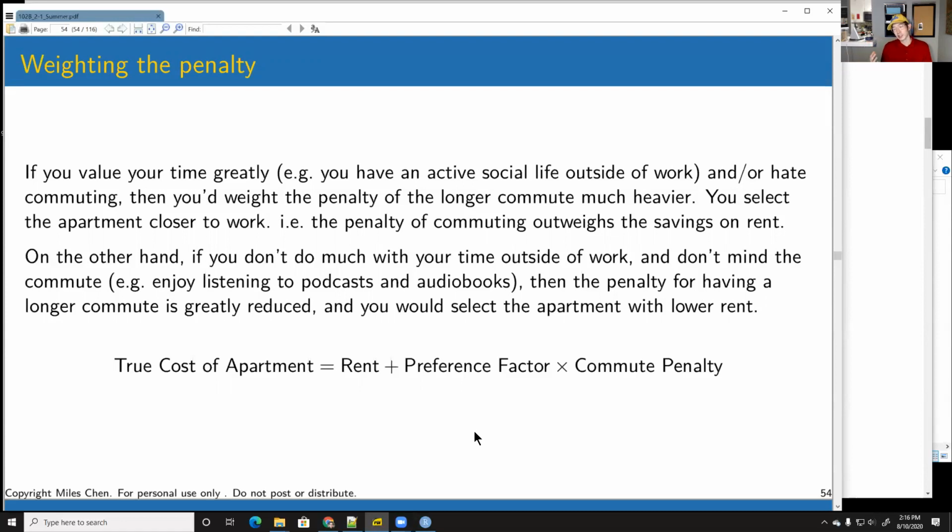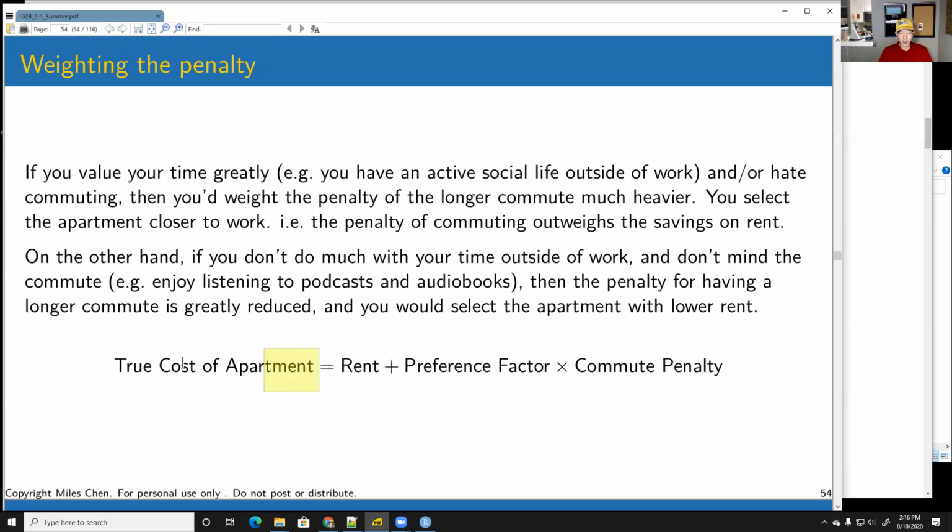On the other hand, if you don't mind the commute, if you don't have a lot to do outside of your work hours, then the penalty for having a longer commute is greatly reduced. And you're more likely to select the apartment with the lower rent, because to you, that extra time spent commuting is not a huge loss, so why not?